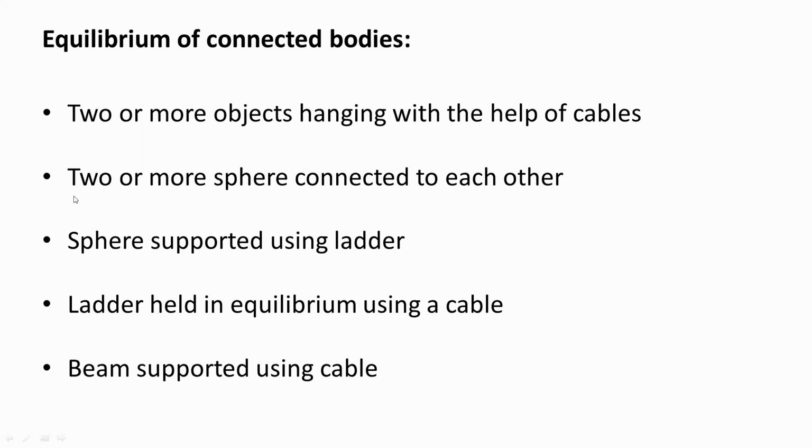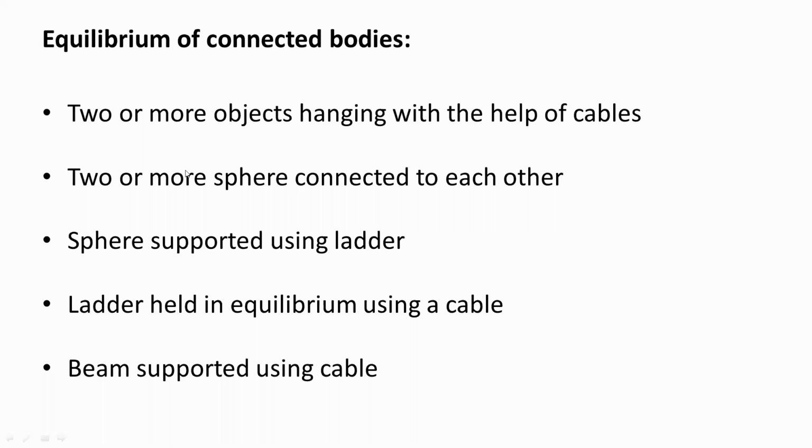Also, the second category is the equilibrium of the connected bodies. Connected bodies means what? Two or more bodies connected to each other by using either a rope or a ladder. We can use conditions of equilibrium for such systems and find out the support reactions for the connected bodies.